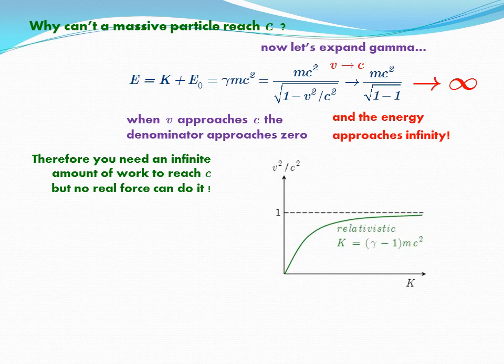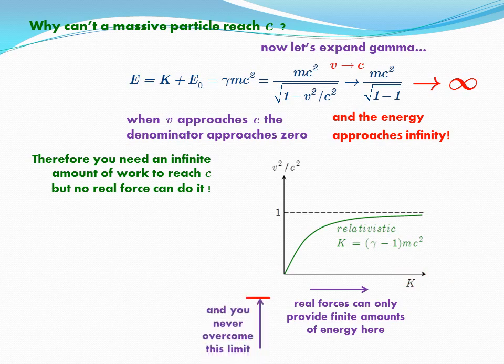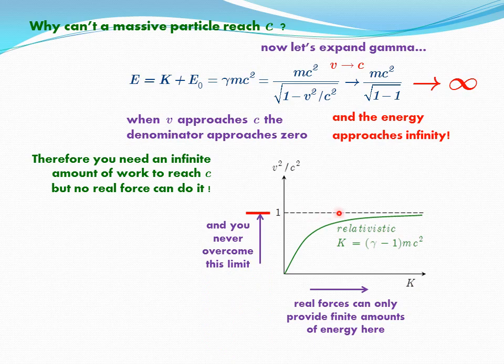If we plot the quantity v squared over c squared as a function of the kinetic energy, we can see this behavior in the graph. We get a curve with an asymptote at v squared over c squared equals 1, and real forces can only provide finite amounts of energy here to increase kinetic energy along the x-axis, but no matter how large is the amount of work they do, you never overcome this limit, which is a horizontal asymptote to the kinetic energy. Therefore, you never overcome the speed of light. In classical mechanics, the same plot is a straight line through the origin, and you can reach whatever speed value you want.